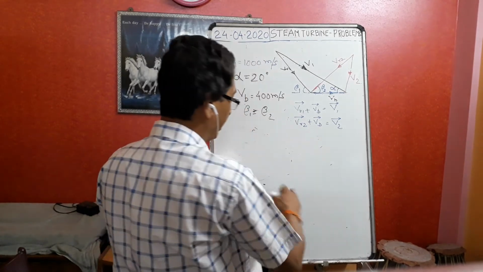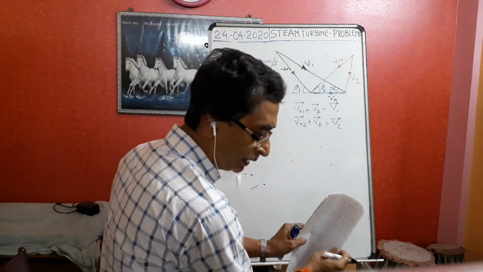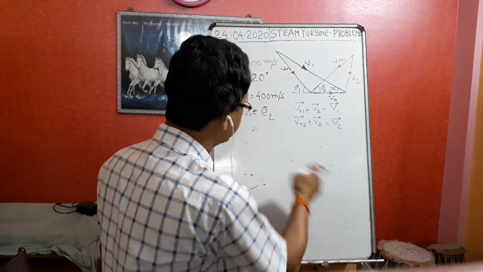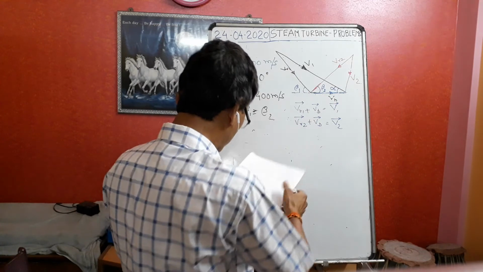Now it says equiangular. If the shapes are equiangular, then beta 1 and beta 2 are the same, so that means beta 1 and beta 2 are the same.